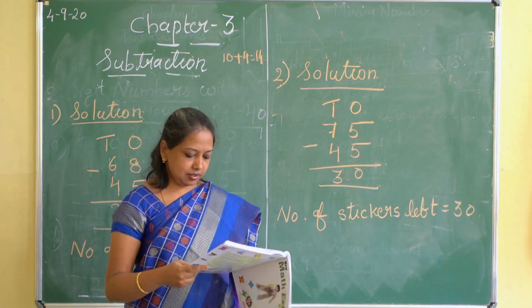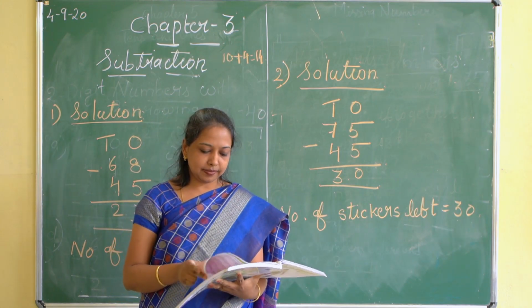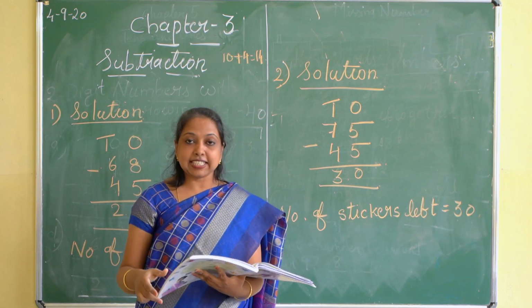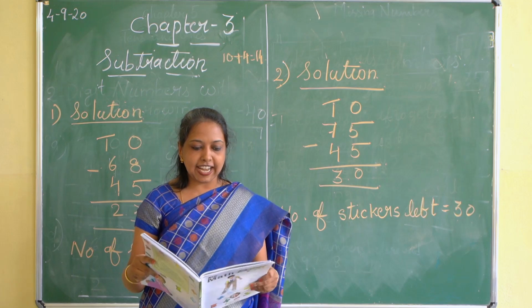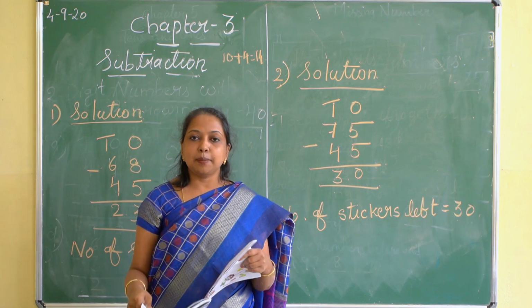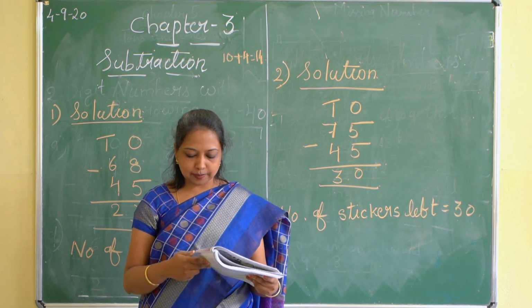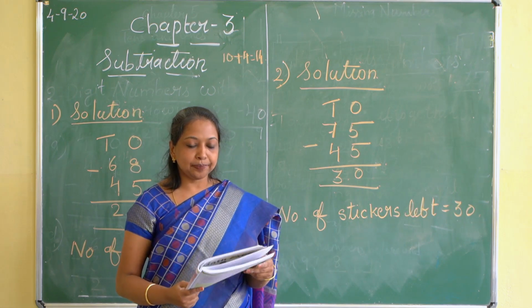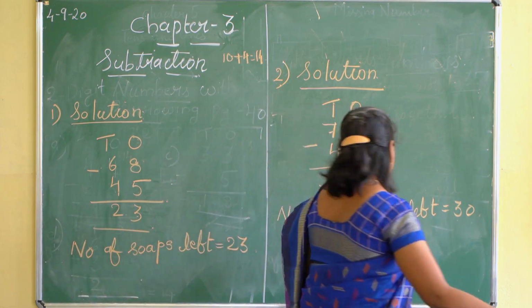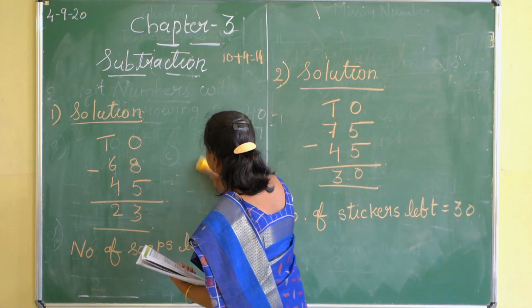Okay, children. Now the exercise of page number 38. Three-digit numbers without borrowing stories are there. We will solve two questions from this page number 38. The first question I will read. Let's solve the first question.